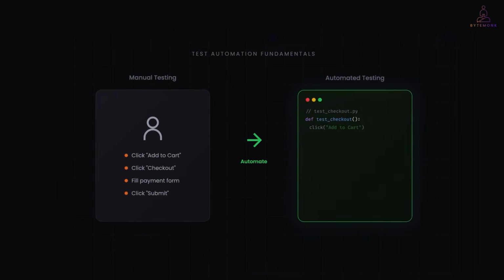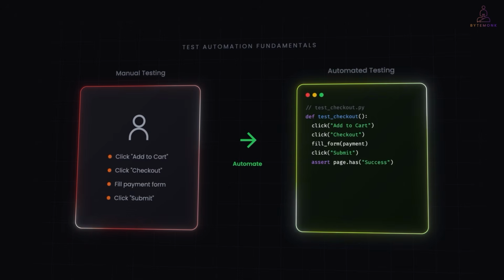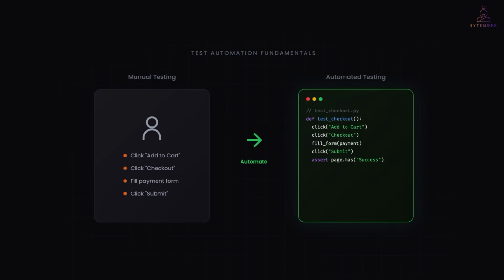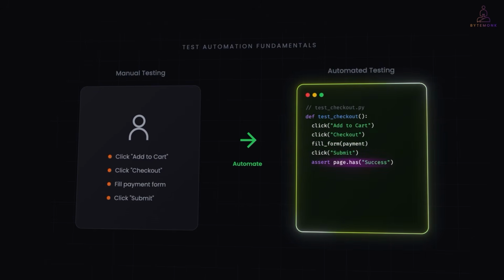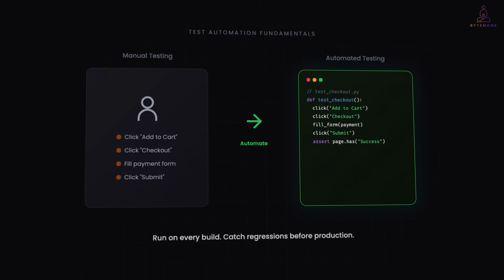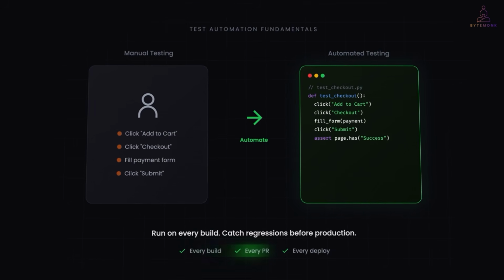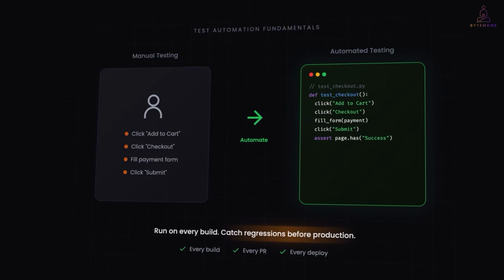At its core, test automation is about replacing manual testing with code. Instead of a human clicking through your app to verify that checkout works, you write a script that does it automatically. Click this button, fill this form, assert that the confirmation page shows up. The goal is simple. Run these tests on every build, every pull request, every deployment. Catch regressions before they hit production.